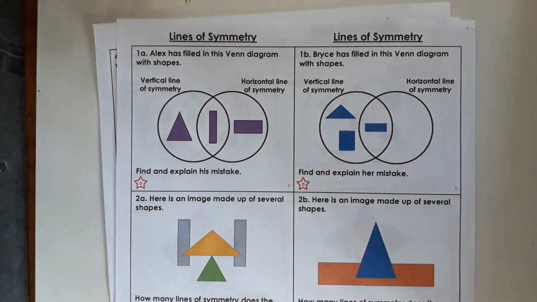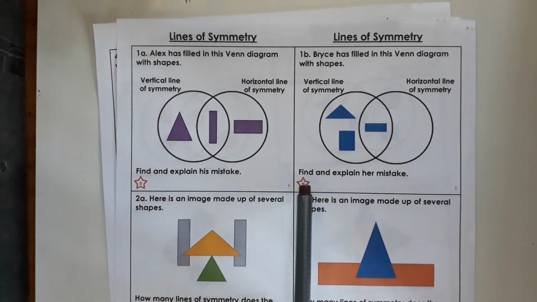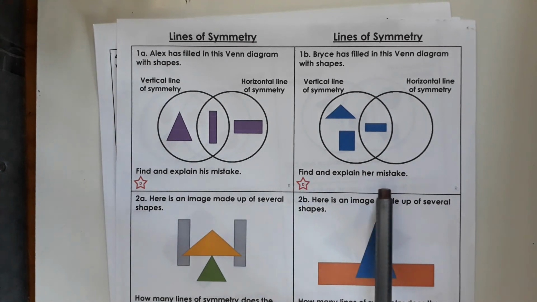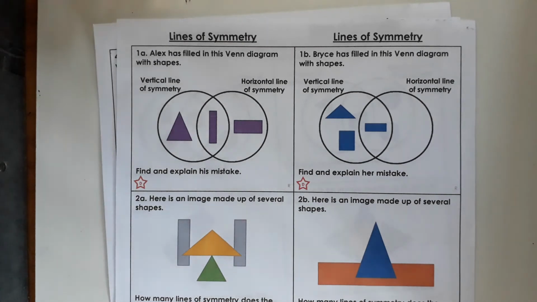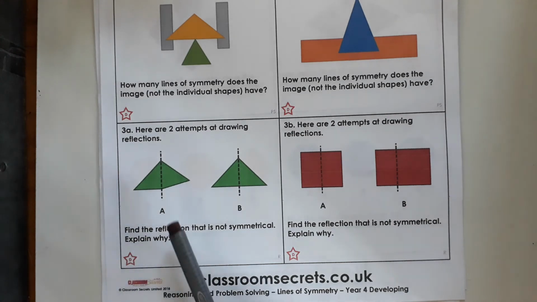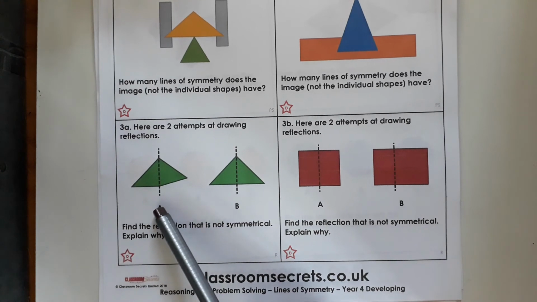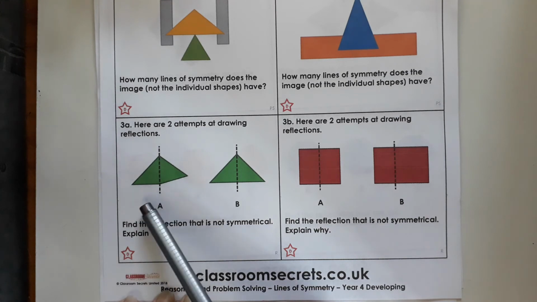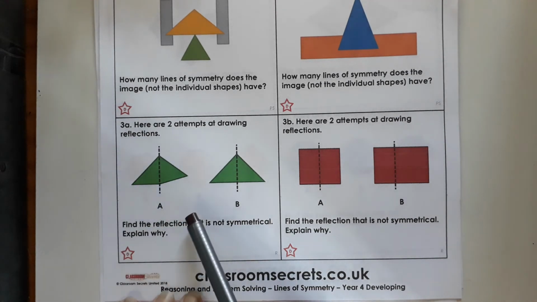Just read the questions and answer the questions. They're quite good at asking you to identify errors as opposed to working out an answer. They ask you to identify what is wrong. And the last one we're going to look at, here it is on the developing sheet, comes back to understanding how the line of symmetry should look, what it actually does.